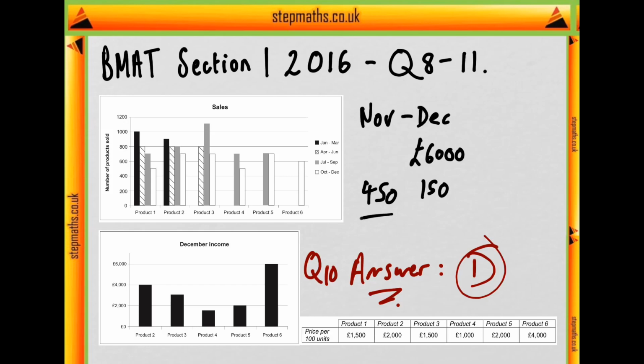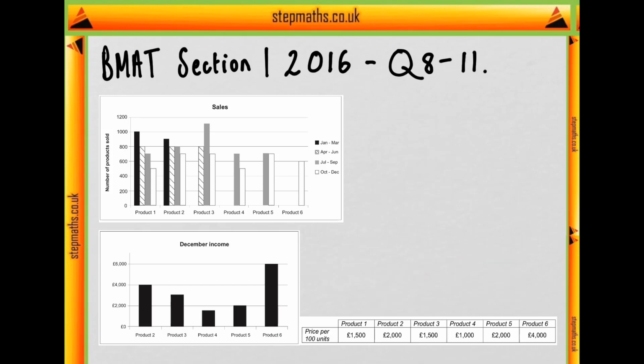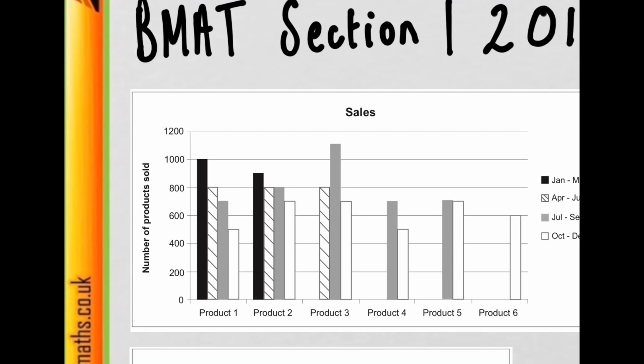So let's move on to question 11, where we're being asked which of the products had the highest average monthly sales in terms of the number of units sold since it was released. So we're being asked in terms of units sold as opposed to price. So the income and the relative price of per 100 units doesn't factor in. We're just being asked about the number of products sold, which is from this chart here. So we'll go through each of the products in turn and quickly try to identify the highest average.